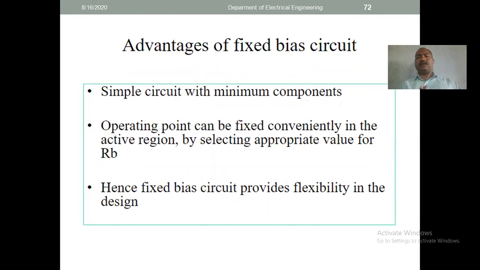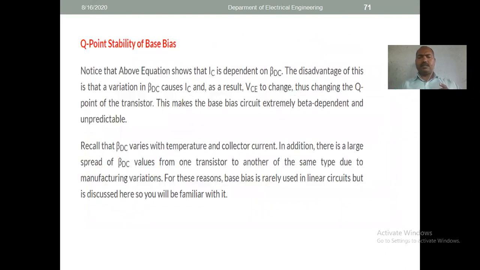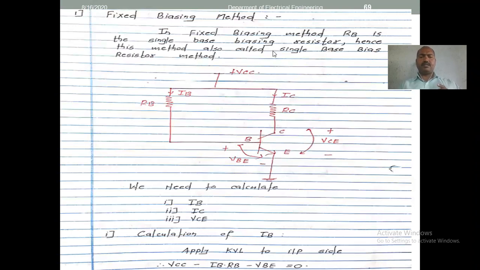Now see some of the advantages of fixed bias. It also has some disadvantages. See, it is a simple circuit with minimum components, so it doesn't require more components to work. Another thing, the operating point can be fixed in the active region by selecting an appropriate value for RB. Only thing is that here we have to use this resistor RB, right? RB is used for the particular biasing configuration.